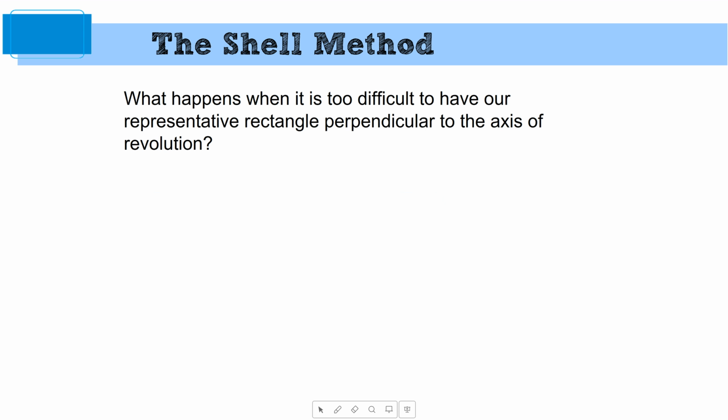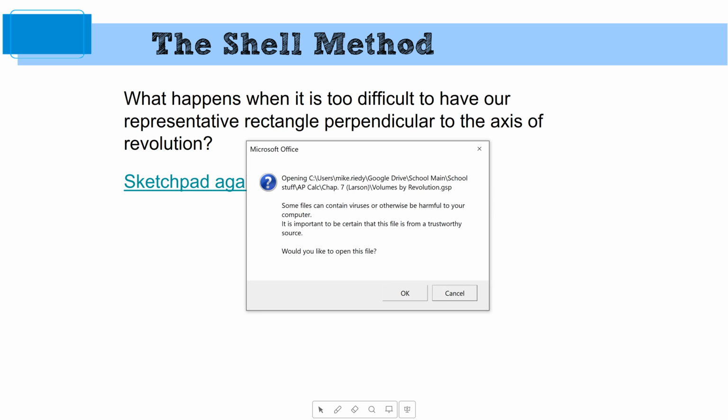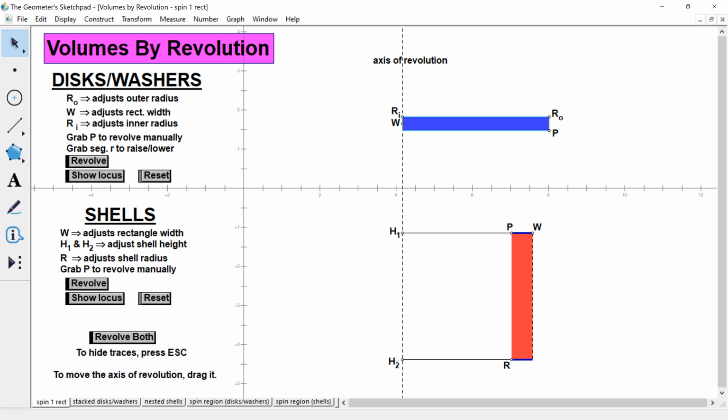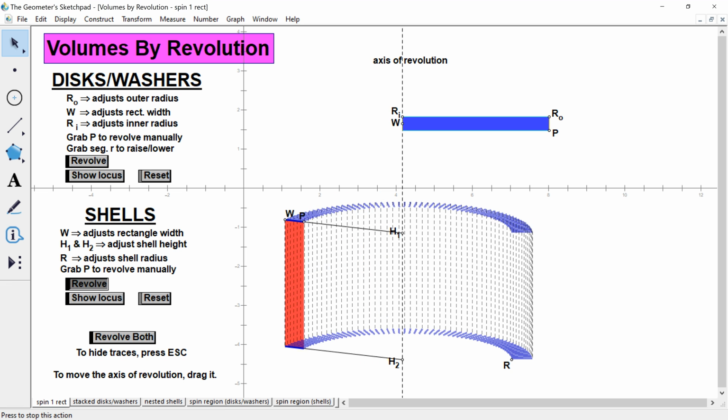Okay, so as I mentioned, what if the representative rectangle is parallel to the axis of revolution? Let me show you a picture of what that looks like. For those of you that are visually challenged, we'll go back into this cool program. Okay, so these we talked about already. The blue one was the disk. If we move it off the axis, we get a washer. However, here I have a big red representative rectangle that's parallel to the axis of revolution. So when I spin that thing, I get that.